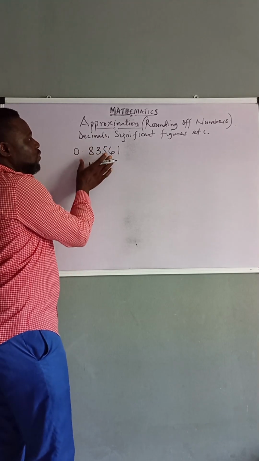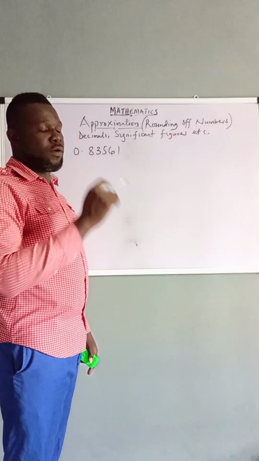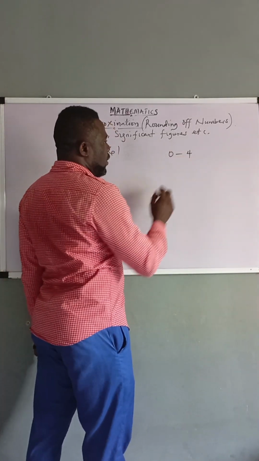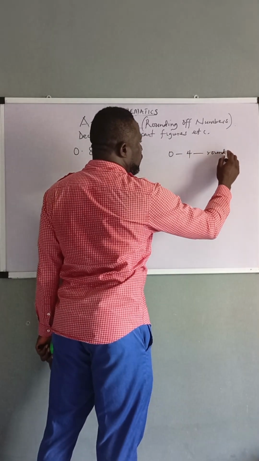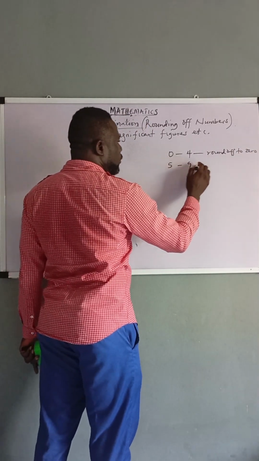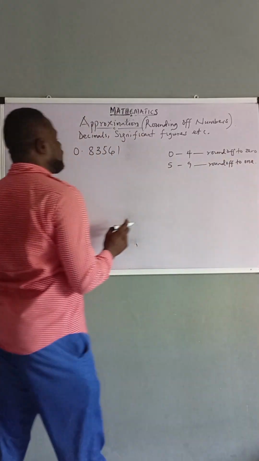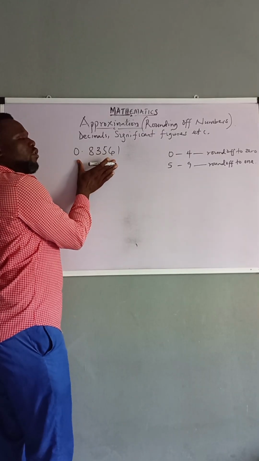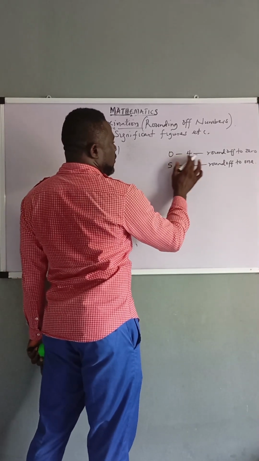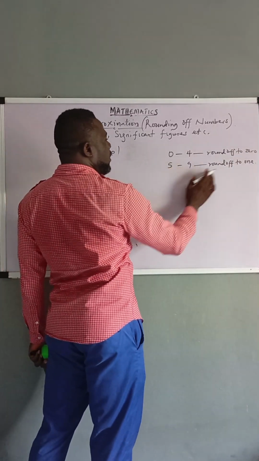For a number such as 0.83561, if this number is to be rounded off to a certain decimal places or to significant figures, then you must understand that numbers from 0 to 4 are numbers that we round off to 0, and numbers from 5 to 9 we round off to 1. What does it mean? If I want to take this number to different places of decimals, I will have to consider this. If I see a number that is between 0 to 4, I take it as 0. If I see a number that is between 5 to 9, I take it as 1.